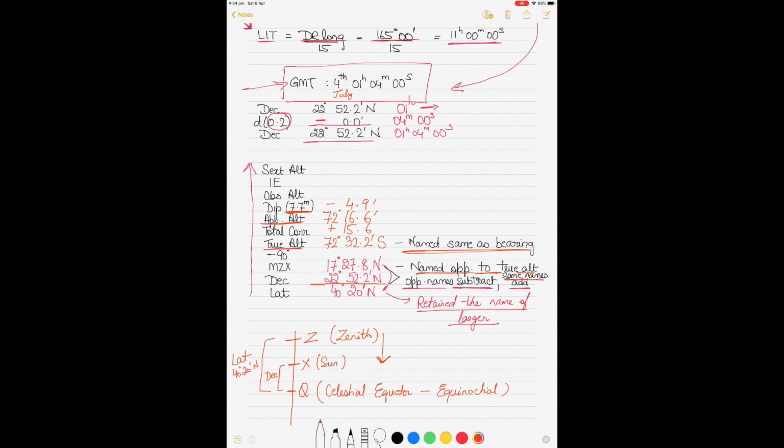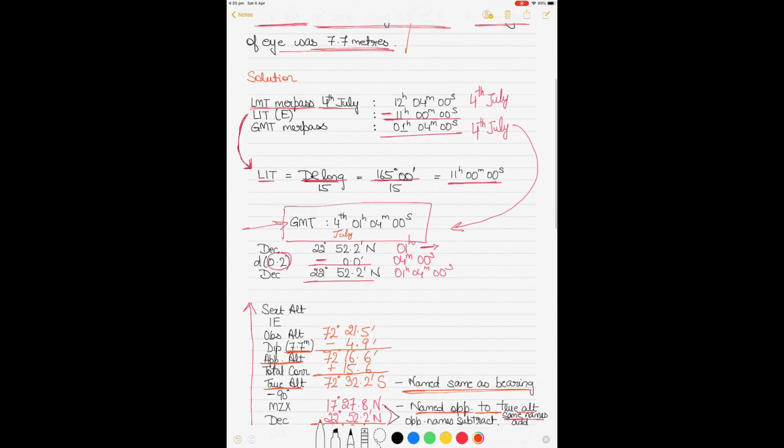And again, like I said, whatever the sign says, you have to do the opposite now while we are working from bottom to up. So because the sign says negative, you will add to it. So you add 4.9 minutes to 72 degrees 16.6 minutes. And what would that give you? 21.5. So you get 72 degrees 21.5 minutes. See, now it will make sense. If you go from top to bottom, if you subtract it, that's what your apparent altitude will be, right? So that's how it all works.